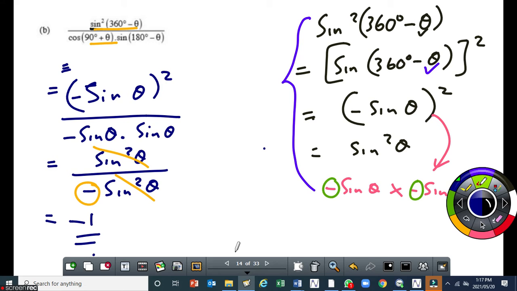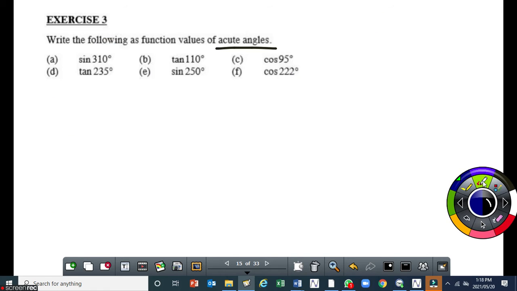All right? Any questions? So we are going to reduce all those angles to acute angles, that is angles between 0 and 90 degrees, using the reduction formulas, those ones there. We might use the co-ratios, but we are going to use those ones too. These 12. So let's start with the first one. Sine 310 degrees.